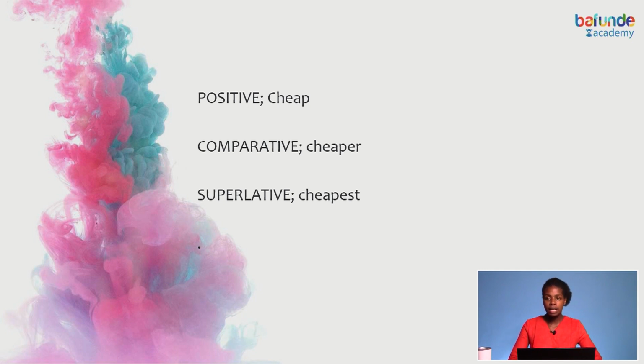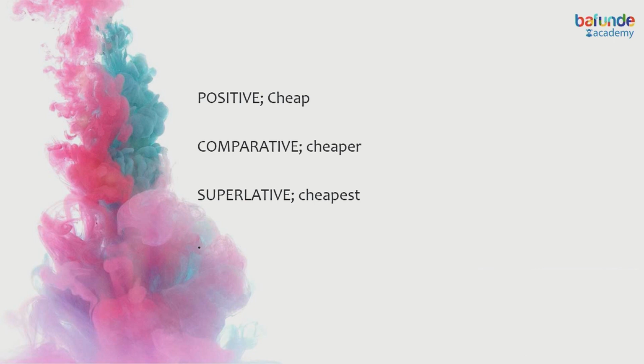Now, in our next lesson, I want us to look at certain words like beautiful. You don't say beautiful, beautifuler, beautifulest. You say beautiful, more beautiful, and most beautiful. So we look at the category of those types of adjectives in our next lesson.